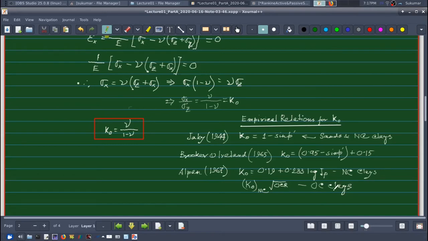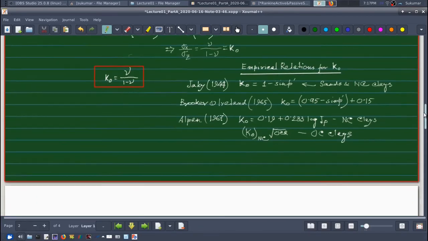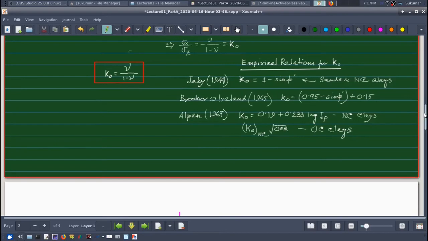So a similar, more recent relation is given by Mayne and Kulhawy. I'm giving all this for the sake of completion, but the most commonly used one is Jaky's equation, which is easier to remember also, so you may just remember that equation for the time being. Mayne and Kulhawy.